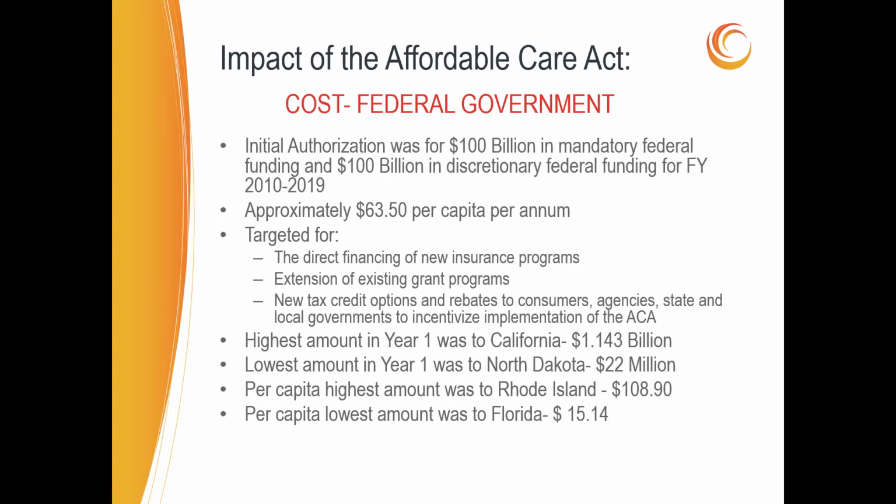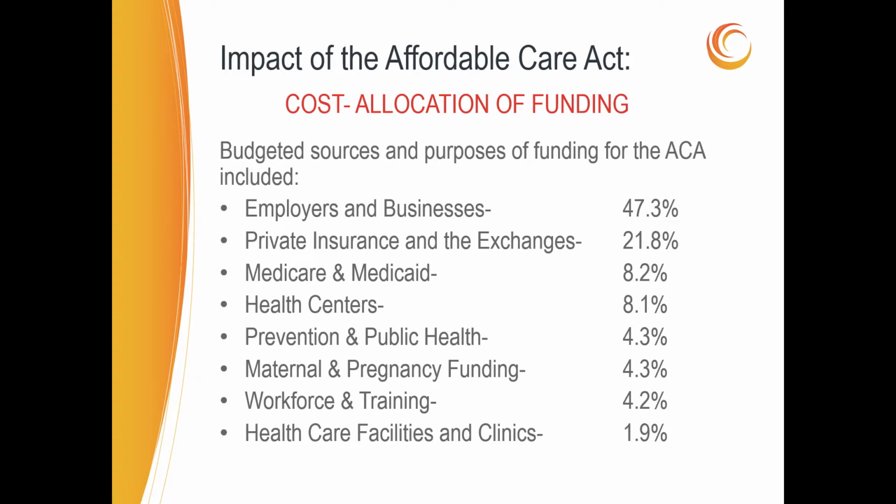$15.14 per capita. Budgeted sources and purposes of funding for the Affordable Care Act's costs included 47% from employers and businesses, 21.8% towards private insurance and the exchanges, 8.2% for Medicare and Medicaid, 8.1% for health centers, and then a combined 14% for prevention and public health, maternal and pregnancy funding, workforce and training, and healthcare facilities and clinics.